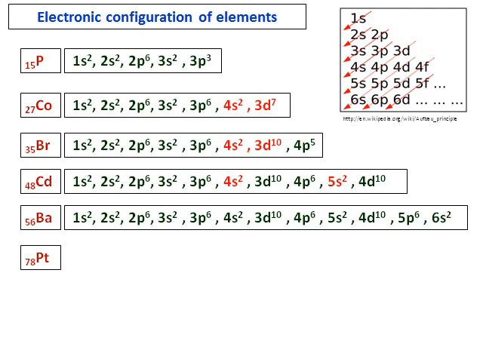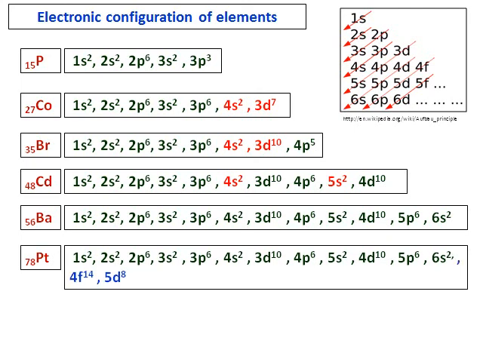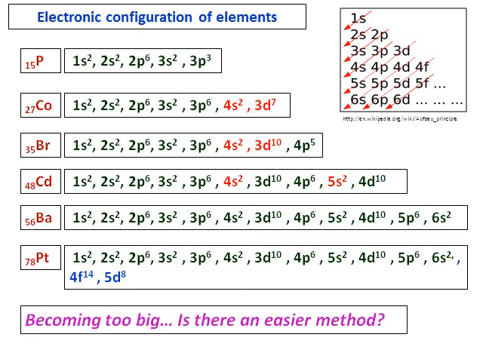So the element platinum, and when you fill in the electronic configuration, when you see the Aufbau principle, you see that it's becoming too big. Is there an easier method? Because if you use this way to fill in the electronic configuration, when you reach an element like uranium and all, it's going to be much larger, and you cannot keep on writing these levels. So we have to find out, is there an easier method to do? Let's go ahead and find out.